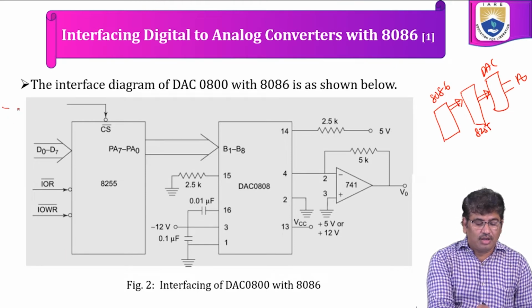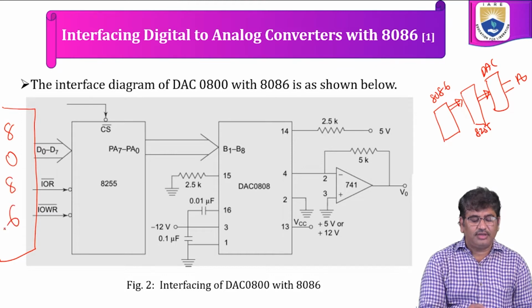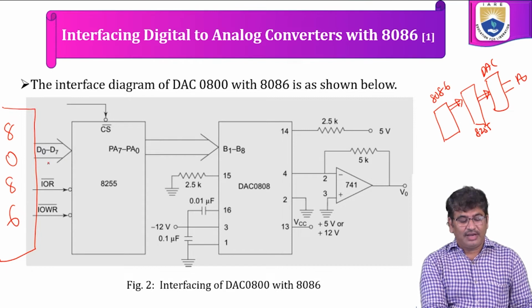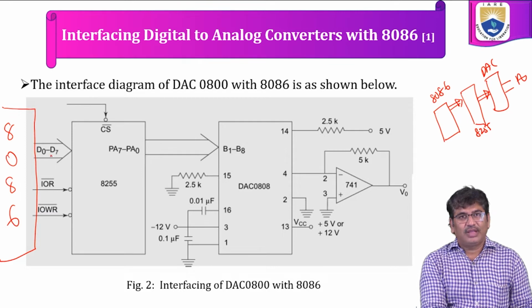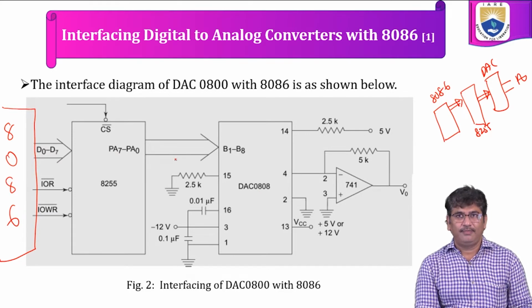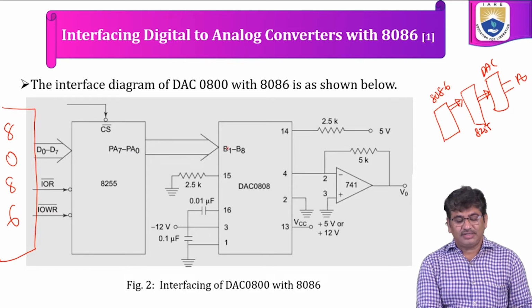Here on the left hand side, we are going to have a processor. We are taking 8086. This 8086 will give the digital values on the lines D0 to D7. This 8255 will send this digital data given by the processor to the DAC 0808 through port A. You can use port A or port B or port C, but in this case, I am taking port A. Port A is used to pass the digital values to the DAC.